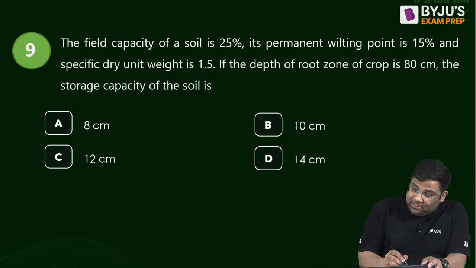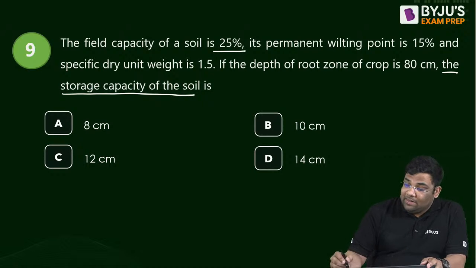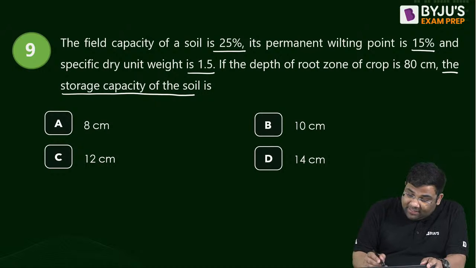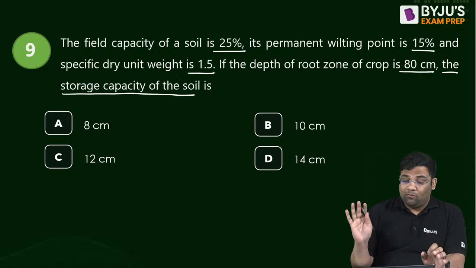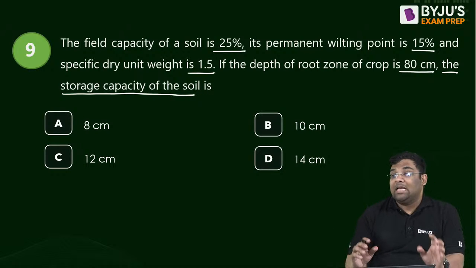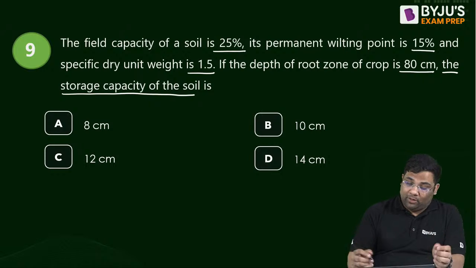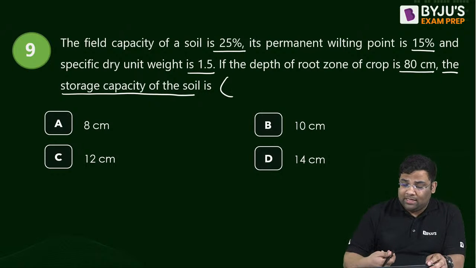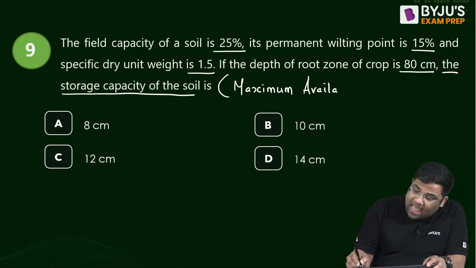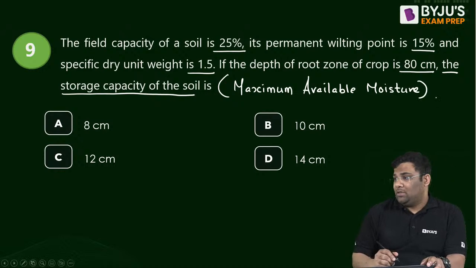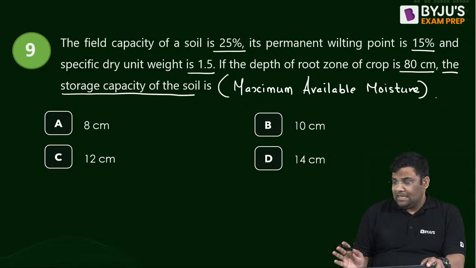The storage capacity of soil is asked. Field capacity is given, permanent wilting point is given, dry unit weight is given, the depth of root zone is given. They're asking you to find out the storage capacity of soil, meaning how much moisture or water it can store. It can also be called the maximum available moisture. So what's the answer? Many people are answering C. Let us see whether it is C or not.